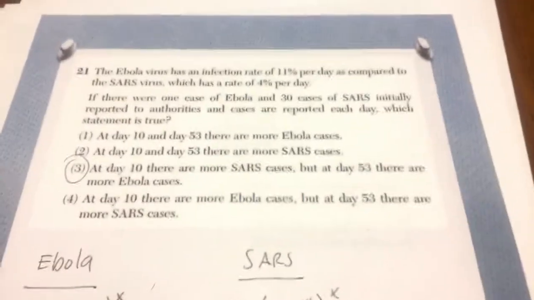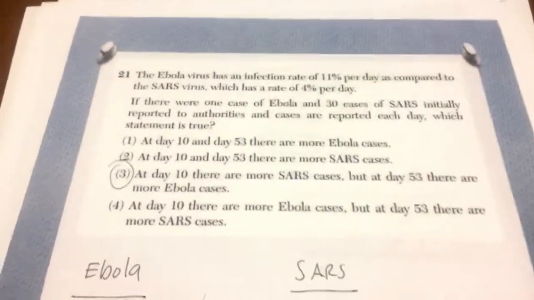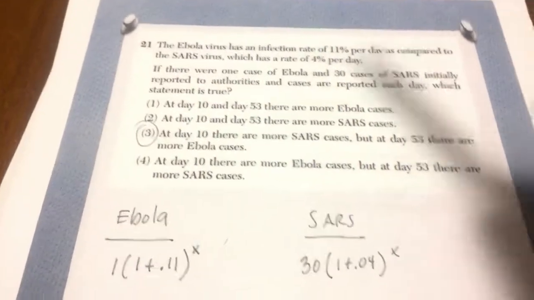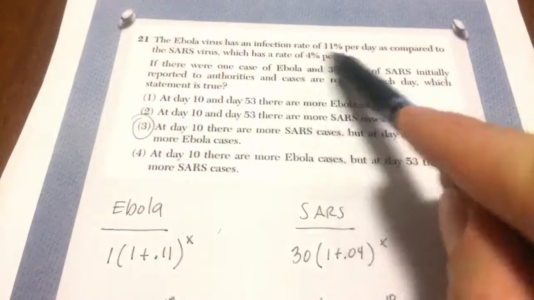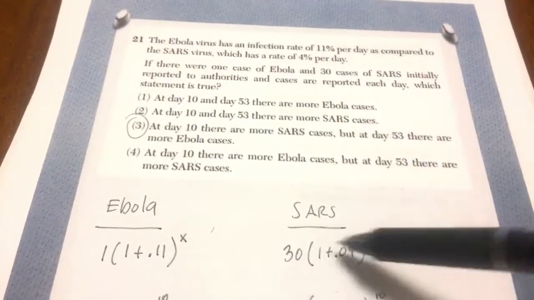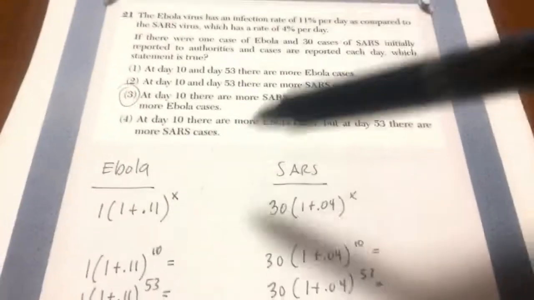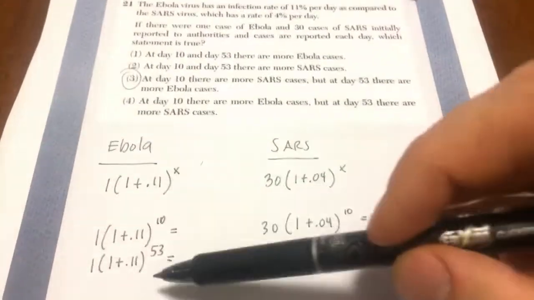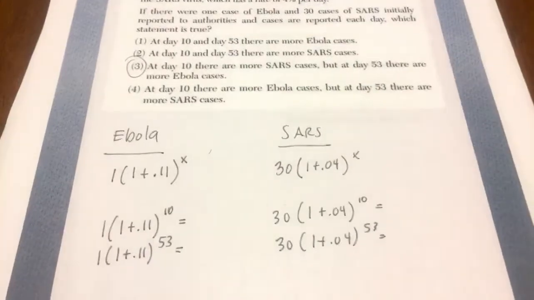In number 21, we're talking about the virus growth of the Ebola virus and the SARS virus. Now, what I did here, based on the information, is I know that there is one case of Ebola and it is growing at an 11% rate, and then SARS has 30 initial cases and is growing at a 4% rate. So what I'm going to do is, it says at day 10 there are more of this than that, and at 53. So I'm going to evaluate all 4 of these expressions using my calculator.